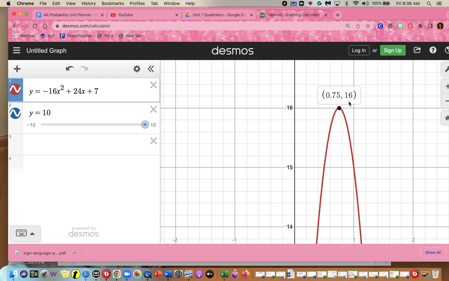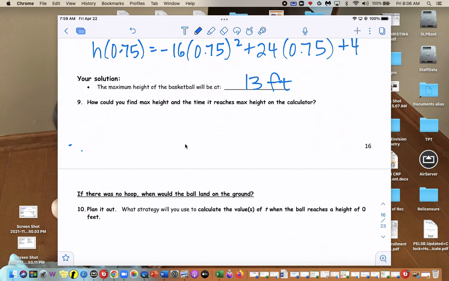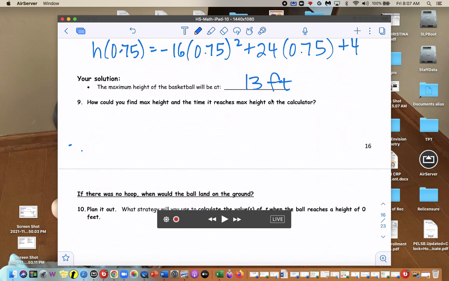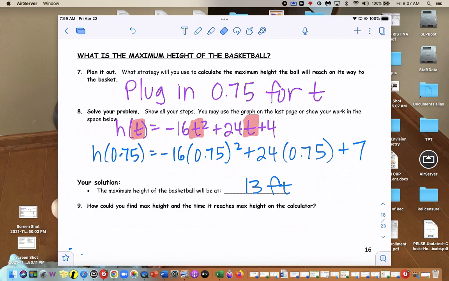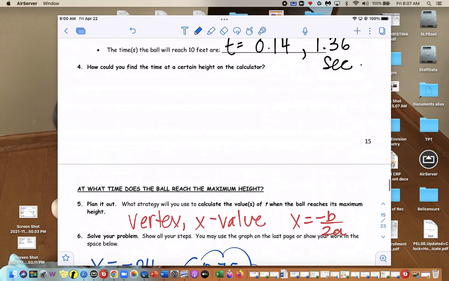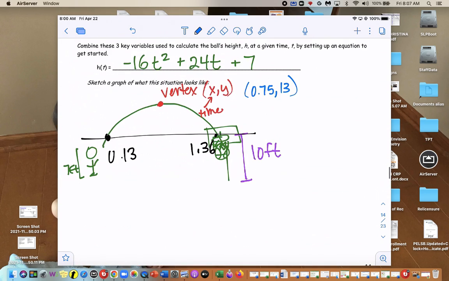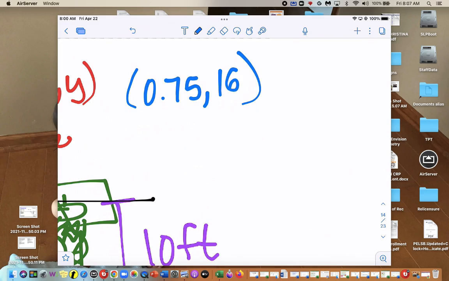So 0.75, ooh, 16. Good thing we checked our answer, so let's double check that I put the math in right. Oh yeah, I keep using the plus 4. I don't know why I keep putting plus 4. It's 7 feet. It was his release height. So we'll type this in again, and we should get 16. So negative 16 times 0.75 squared plus 24 times 0.75 plus 7, and we do get 16. So the maximum height of the ball is actually 16 feet, not 13. Let's go back up to our picture and adjust to 16 feet.